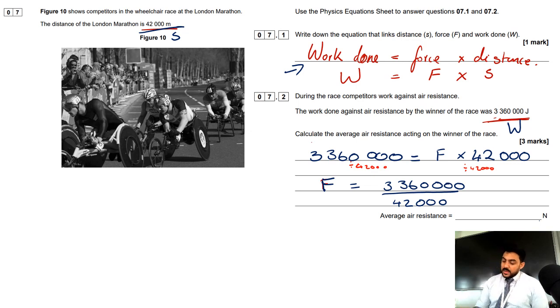I could just plug that in into my calculator and I'll get the answer. 33600. Okay, and I get my answer to be 80 newtons. Sometimes before I put it into the calculator, I'll try and get rid of some of the zeros. There's 3 zeros here and 3 zeros here that I can get rid of. So I can just do this calculation, which makes it a little bit easier.